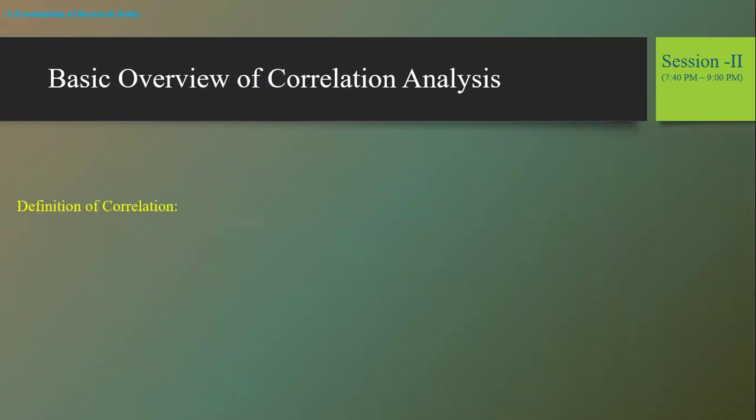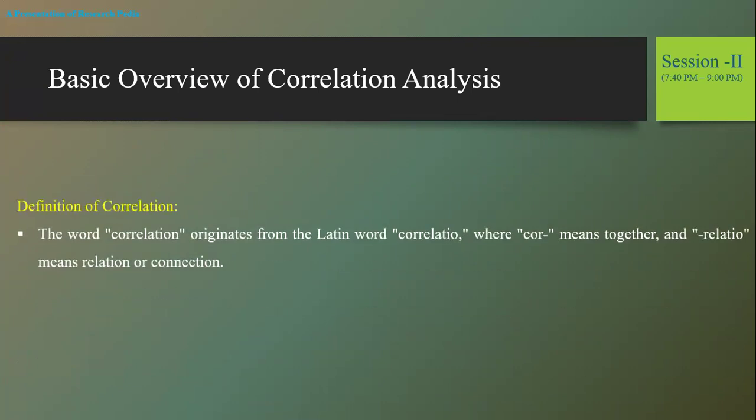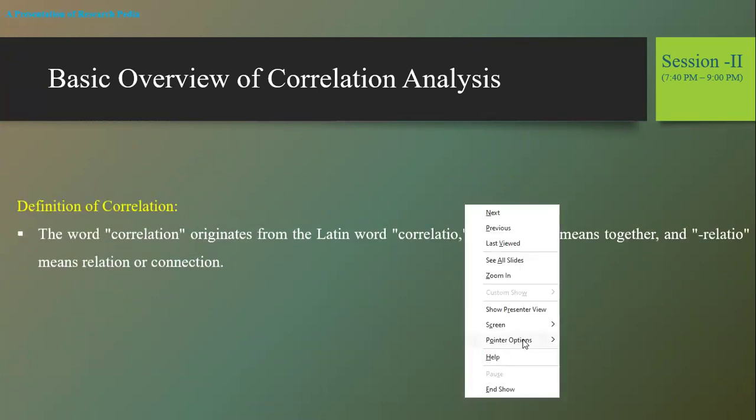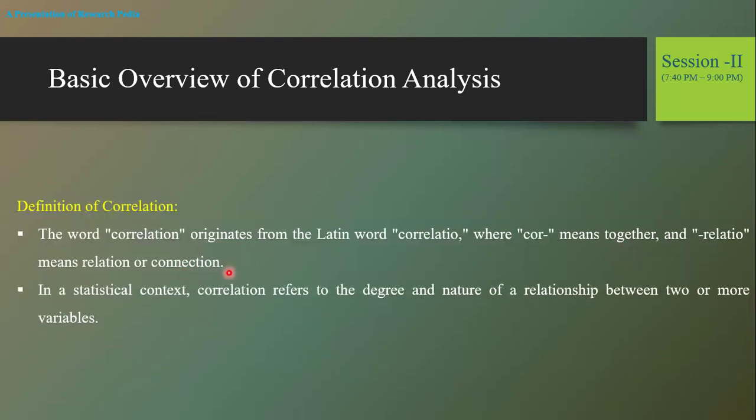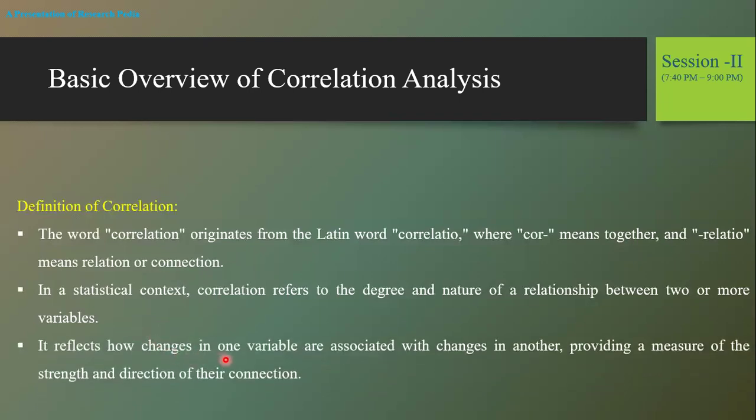What is correlation analysis? First, we need to understand the definition. The word correlation originates from the Latin word correlatio, where cor means together and relation means connection. When we want to find the statistical relationship, or the degree and nature of the relationship, between two or more variables, we are referring to correlation. It reflects how changes in one variable are associated with changes in another, providing a measure of the strength and direction of their connection.